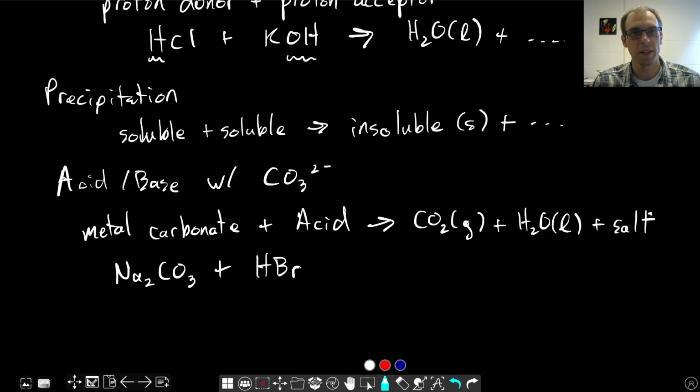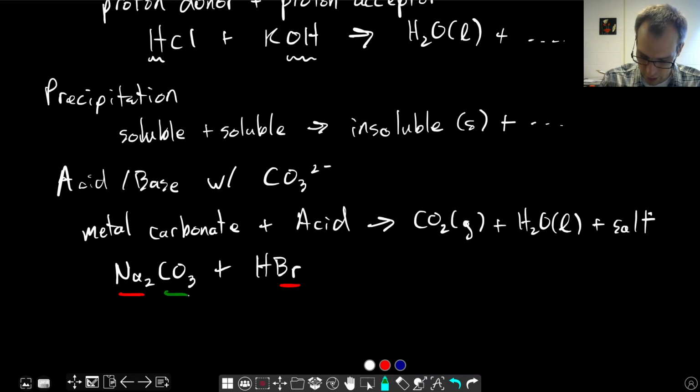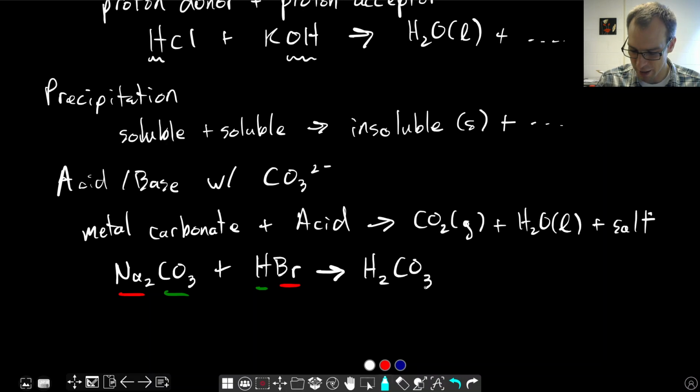This is still a double displacement reaction. We're still going to swap our partners here. So thinking about our sodium going with our bromide, as well as our carbonate going with our hydrogen. But what happens with reactions with carbonates is that our carbonate is a proton acceptor. That's our base in this reaction. And we'll form this acid. We need two hydrogens to balance out the charges, H2CO3. This is carbonic acid, if you remember your naming.